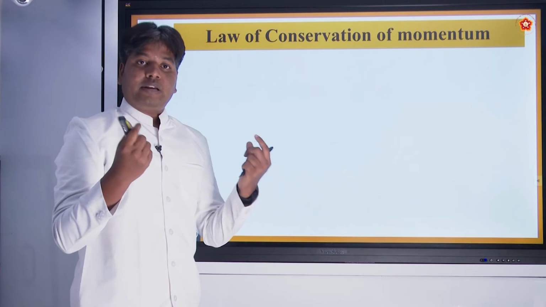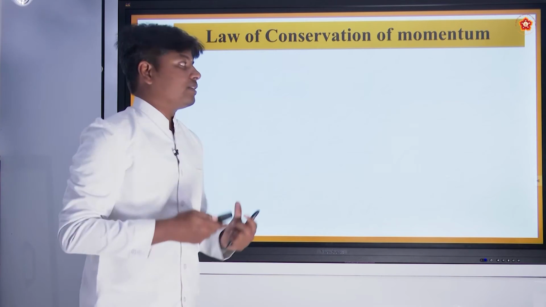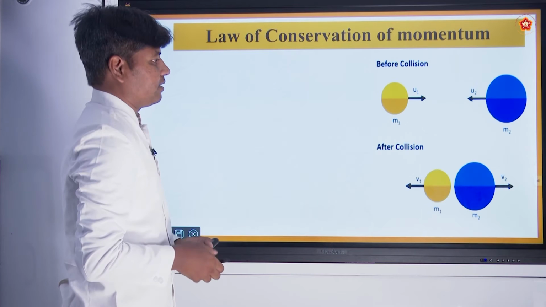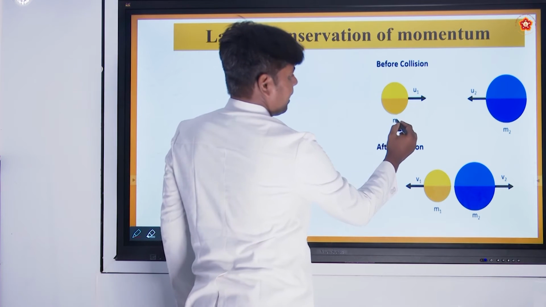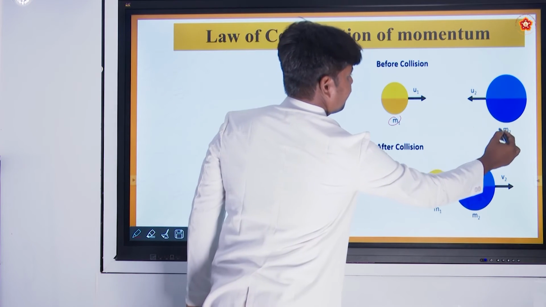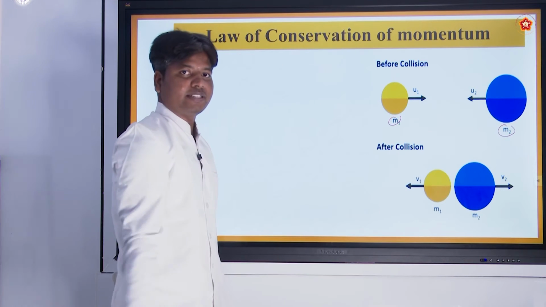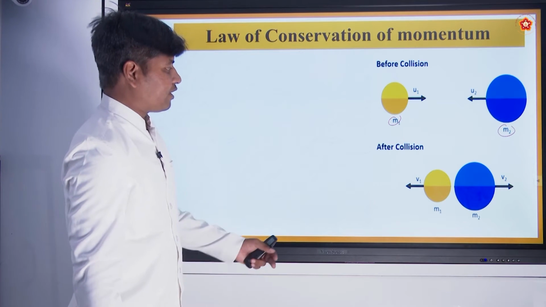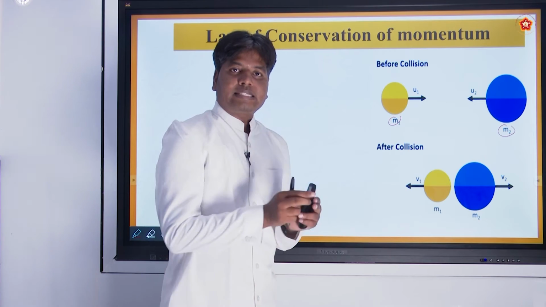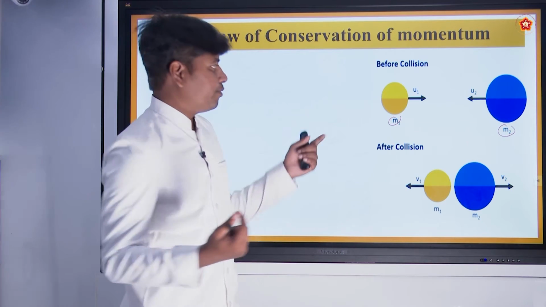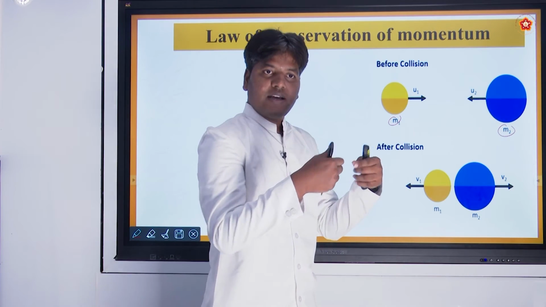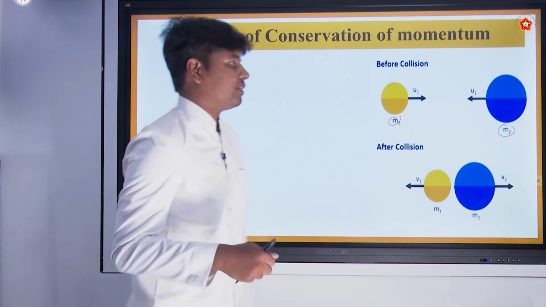where two bodies are heading towards each other like this. See, this is before collision, m1 is going in this direction, m2 is coming in the opposite direction to A. After collision, what happens? They are separating, they are moving away from each other. Before collision, they are coming towards each other. After collision, they are moving away from each other.